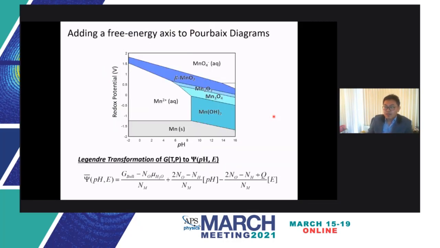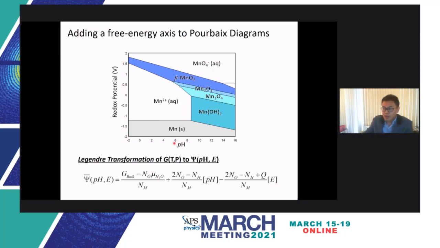Next example I'm going to talk about is solid-aqueous phase stability, okay? There's a type of phase diagram called the Pourbaix diagram. The Pourbaix diagram plots the equilibrium between dissolved aqueous ions and solid phases. So this is the Pourbaix diagram for manganese oxide, and it's being shown as a function of the redox potential in solution and the pH.